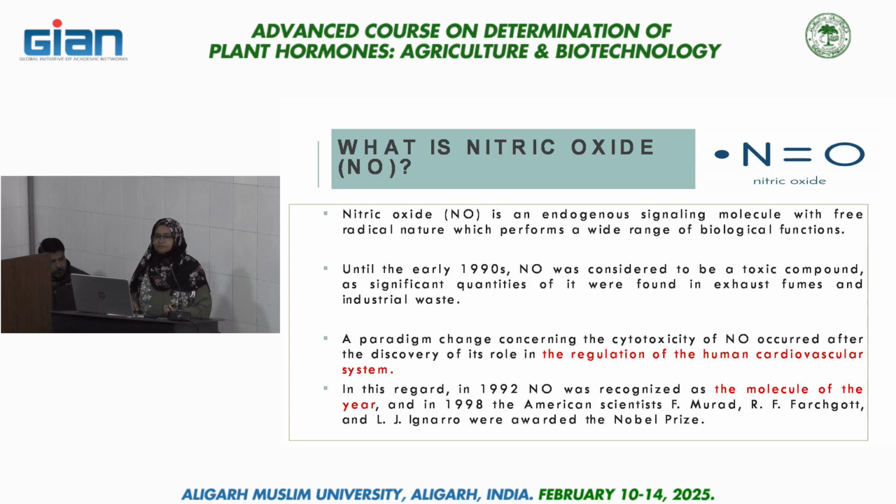Nitric oxide is a small, highly reactive and diffusible molecule that acts as a signaling agent in biological systems. That is why it is very important for both animals and plants. It was initially considered toxic due to its presence in industrial waste and exhaust fumes and its association with acid rain and air pollution. However, in the late 20th century, researchers discovered its critical role in regulating the human cardiovascular system, leading to a paradigm shift in our understanding of nitric oxide.